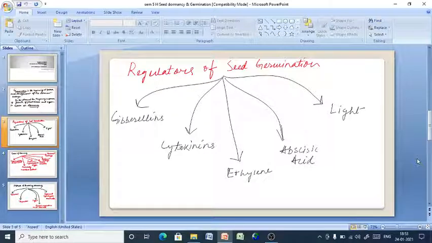Gibberellins at high temperature can break the dormancy of positively photoblastic seeds, like Lactuca species, and some negatively photoblastic seeds also, and some non-photoblastic seeds which require stratification. All the above types of seeds germinate under non-inductive condition when treated with gibberellins.